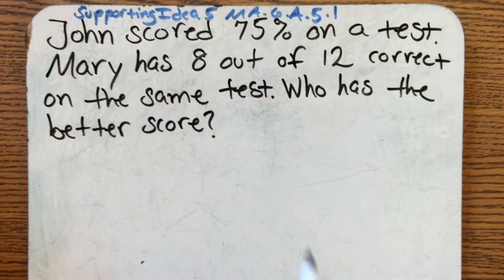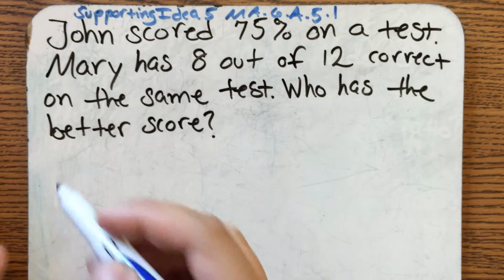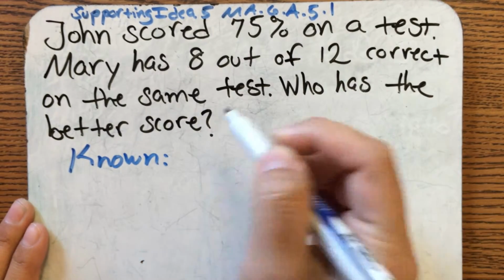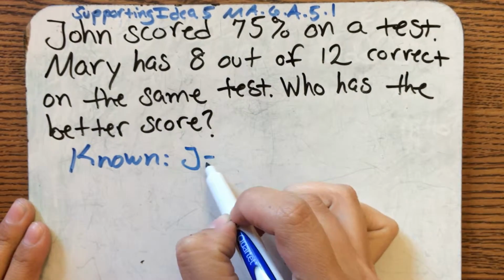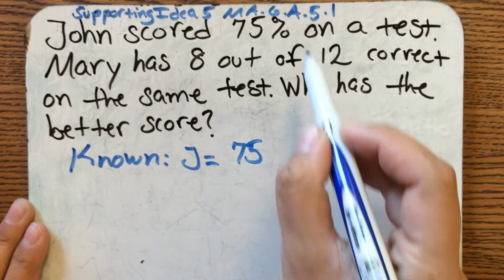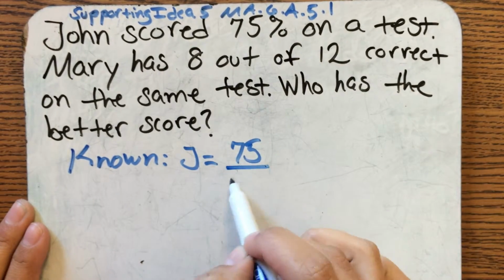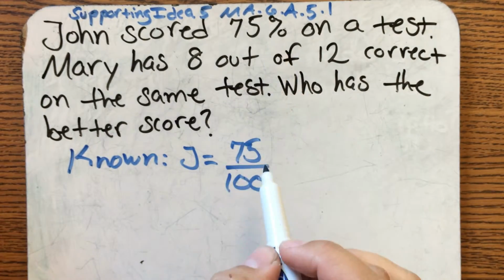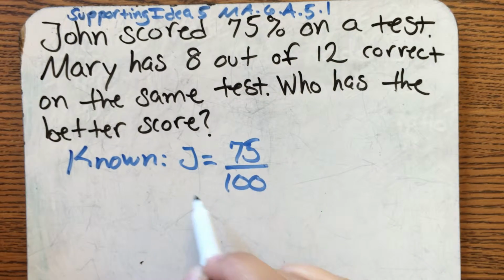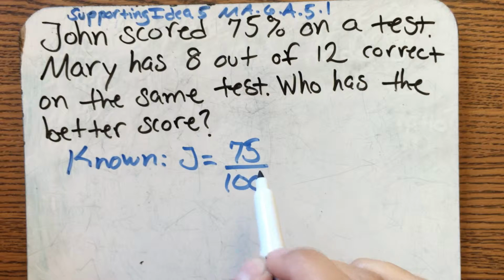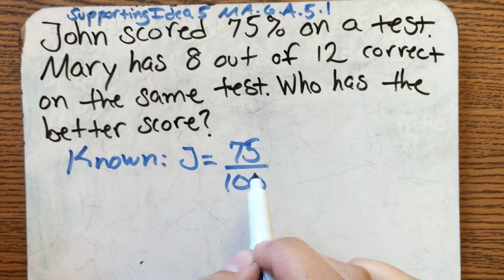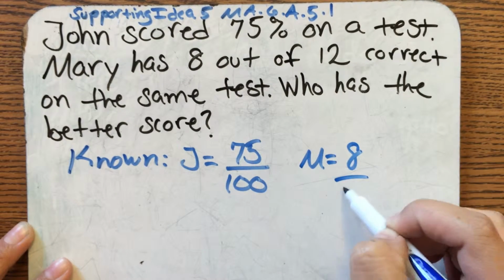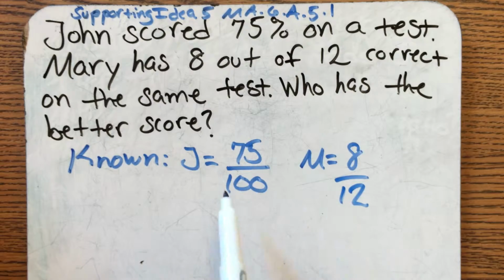This is very similar. We're asked to compare two ratios. Let's set up our known and our unknown. What do we know? We know that John scored 75%, but instead of writing percent, I'm going to put it over 100 because 75 out of 100 is the same value as 75%. The reason I want to see it in the form of a fraction is because I need to be able to compare his score to Mary's score, right? And Mary got 8 out of 12 correct. So we're going to compare these two.